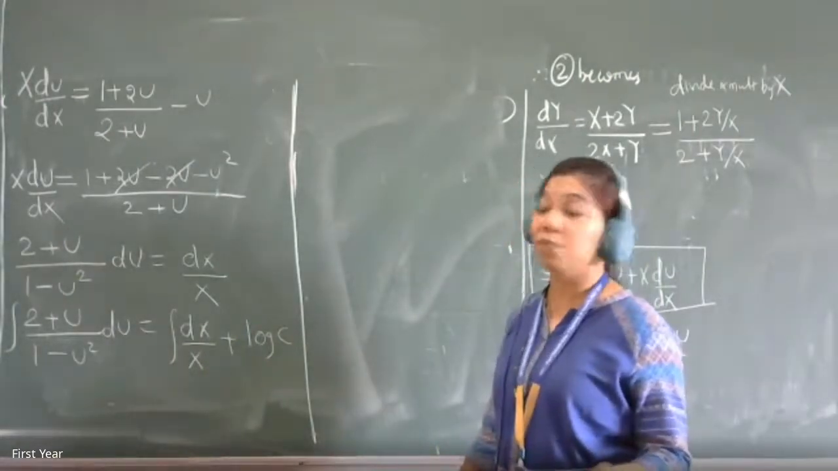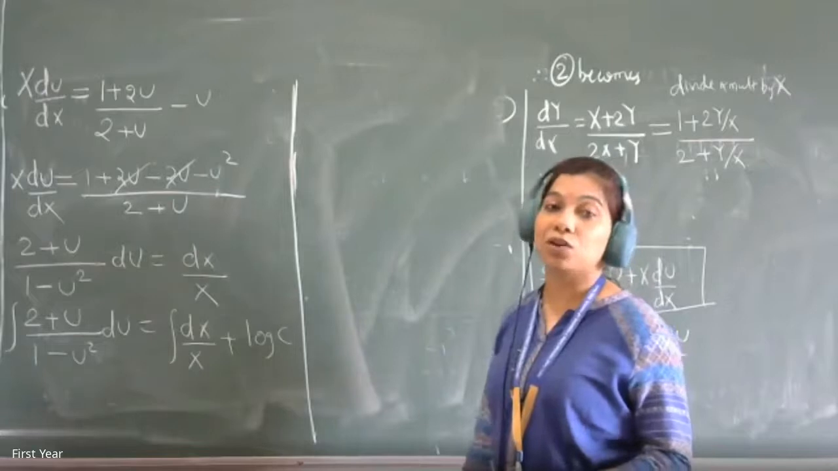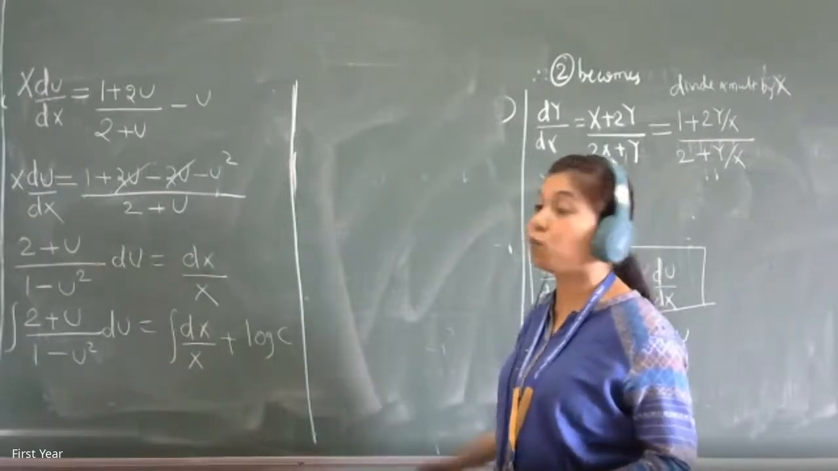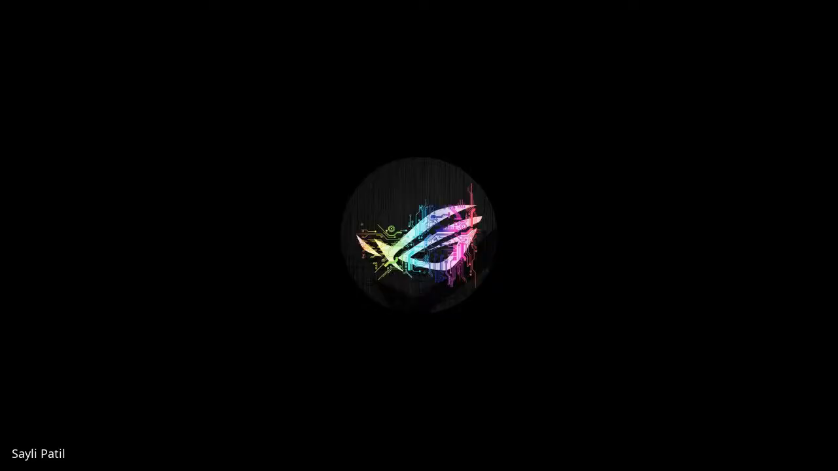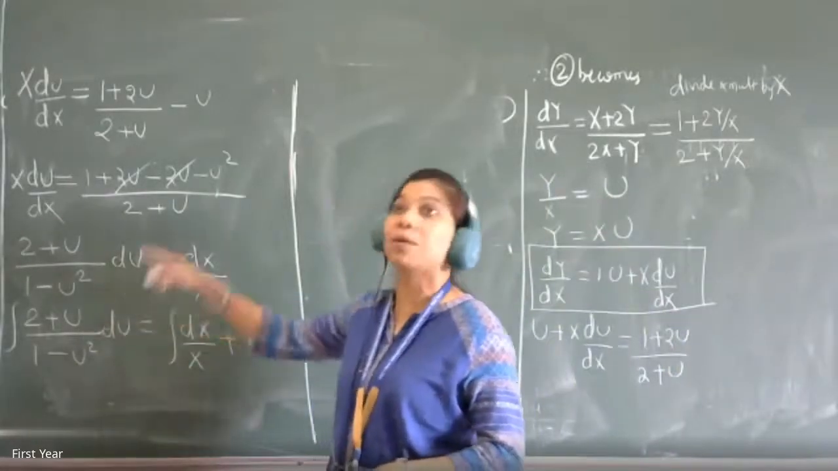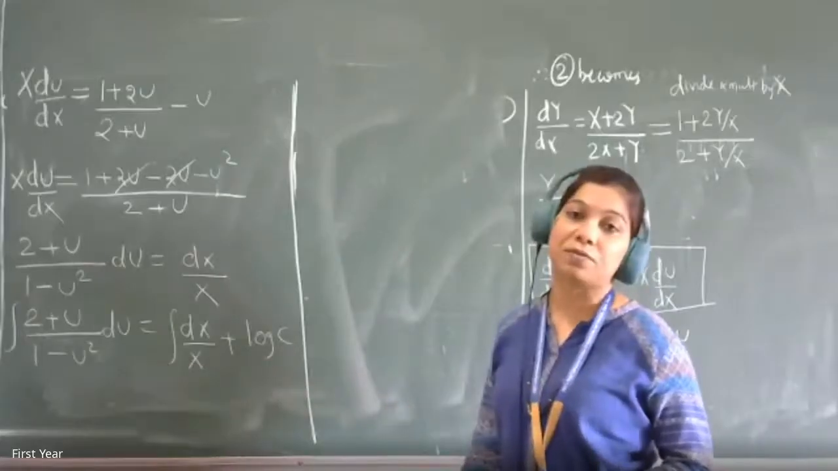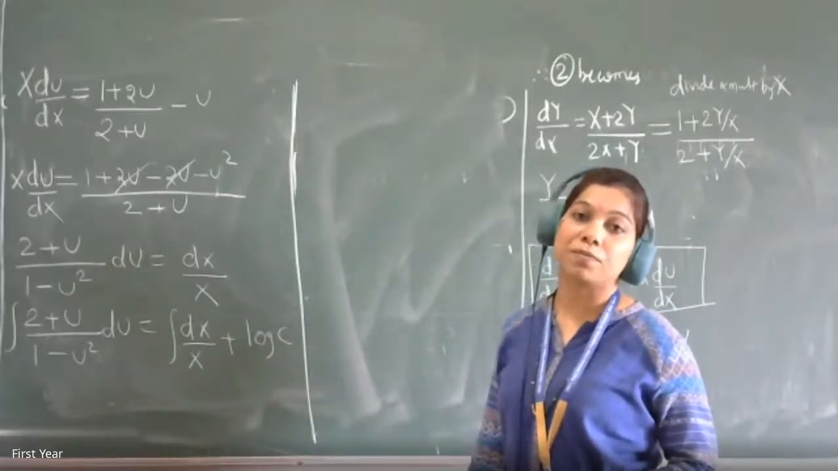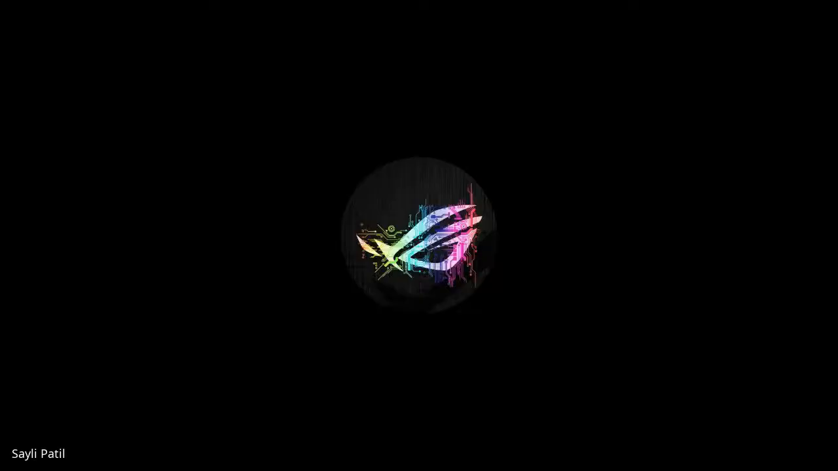How did that strike me? Because what are the factors of 1 minus u square? It is 1 minus u and 1 plus u. And then 2 plus u is there in the numerator, so I can write it as 1 plus u, and then it will get divided. So go for partial fractions. That will be more simple.